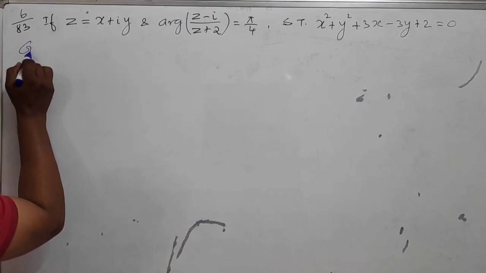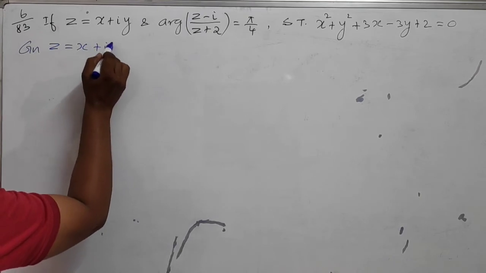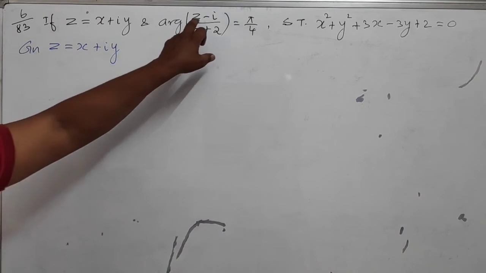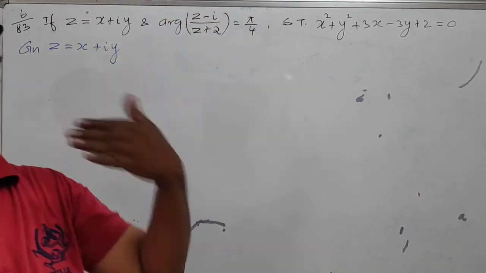First, given z is equal to x plus iy, and also argument of (z minus i) by (z plus 2) equals pi by 4. Means, how do you find the argument of z?